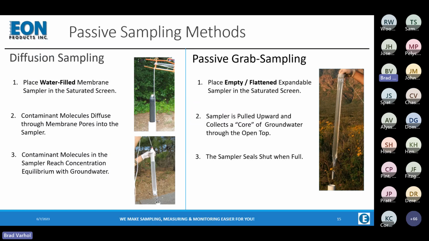I missed that one. So today I'm going to talk about the two most common and most used passive groundwater sampling methods. That would be diffusion sampling and passive grab sampling.